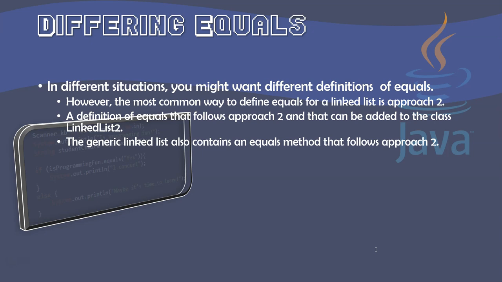And our definition of equals that follows approach 2, we could easily add that to our linked list 2 that we had previously worked with, or even linked list 1 if we really wanted to add some implementation. Now, the generic linked list is also going to have an equals method, and we're going to see that here in a minute. That's going to follow approach 2.